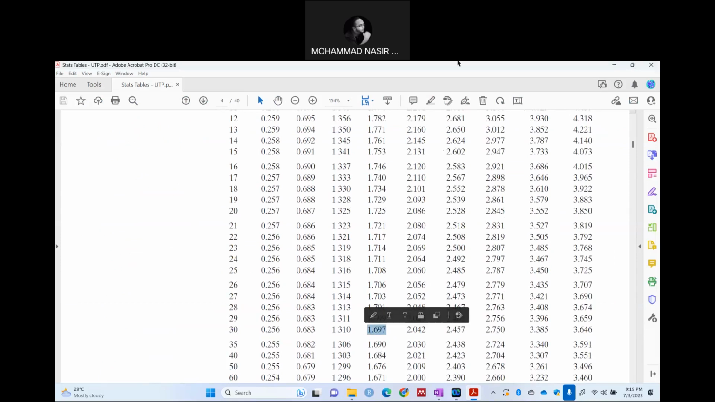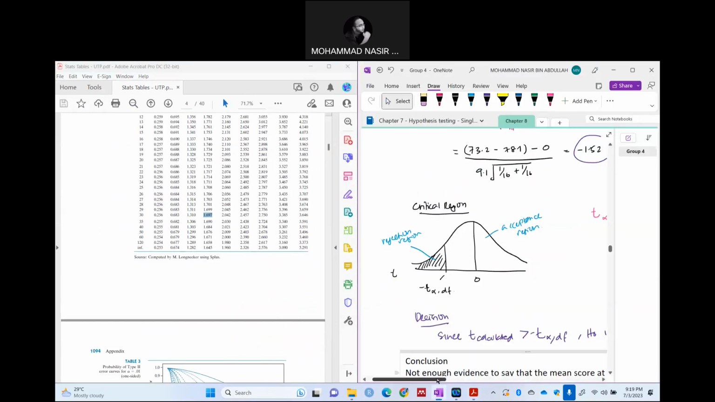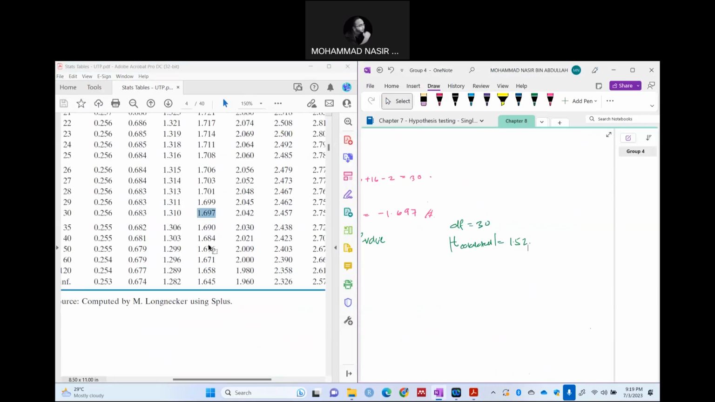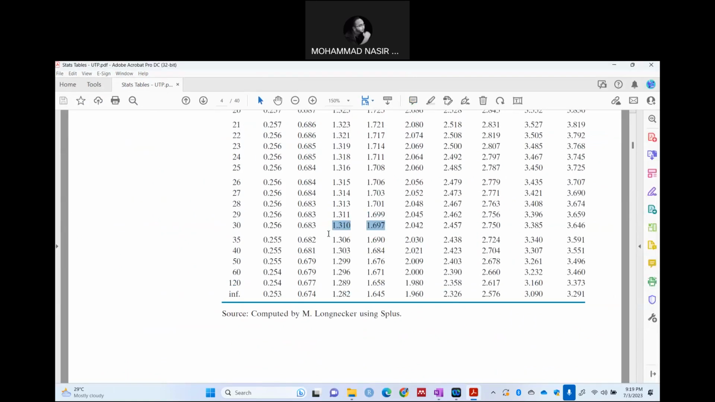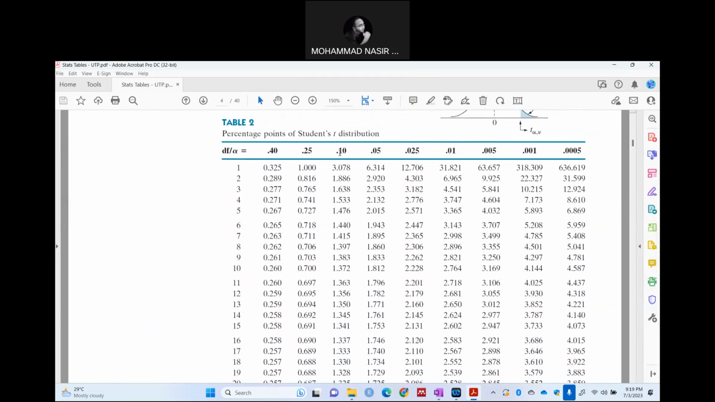This is the value of the critical region, right? But T calculated is 1.552, right? If you can see, 1.552 is between these two values, right? So the P value will lie between 0.1 and 0.05.